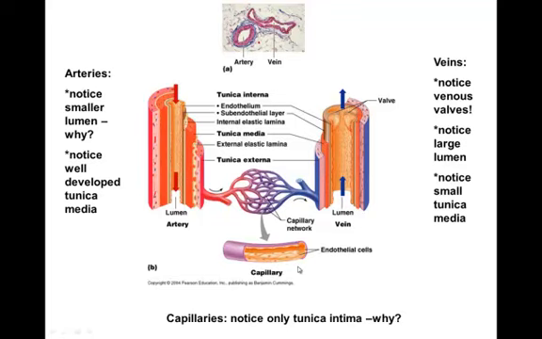Now over here, having a large lumen in your veins and a small tunica media would allow blood flow to get better back to the heart. These are adaptations of veins to allow blood flow to get better back to the heart.